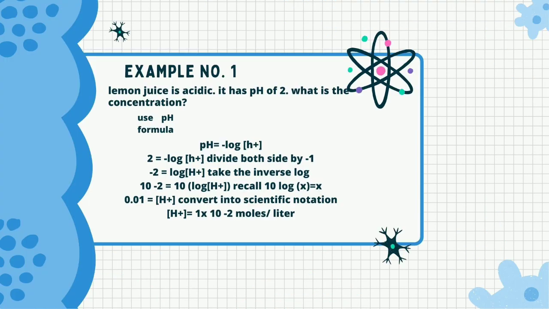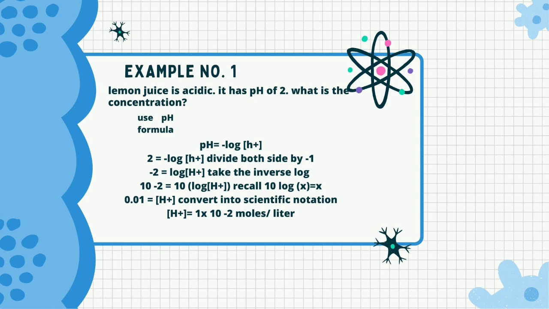Okay, let's have here an example number 1. Lemon juice is acidic. It has a pH of 2. What is the concentration? So, ang gipangita niya is the concentrations. So, using the pH formula, pH is equals to negative log with the concentrations of H plus ions. So, ito lang nato na siya nga formula.